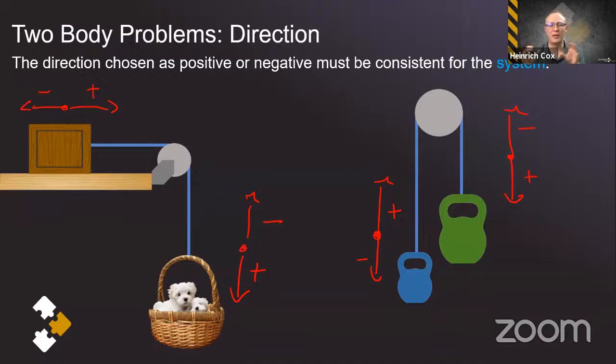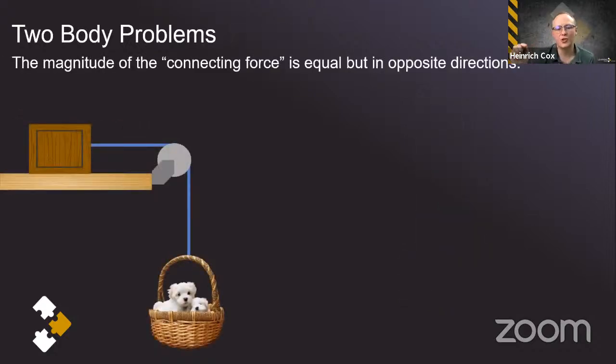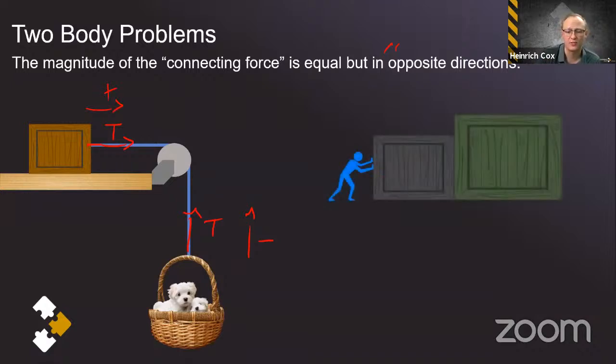Okay, so it's all about being consistent. If the system moves in this way, it's got to be positive for everything. If it moves in the other way, whichever way these things move have to then be negative for everything else. Okay, then the magnitude of the connecting force is equal, but in opposite directions. So this opposite directions isn't always true if we've got pulleys, right? But basically here, this tension force here will be equal in magnitude to this tension force over here. The one will be in the negative direction and the other one will be in the positive direction, depending on what you chose as your positive and negative directions, right?